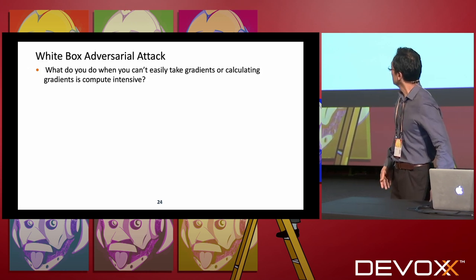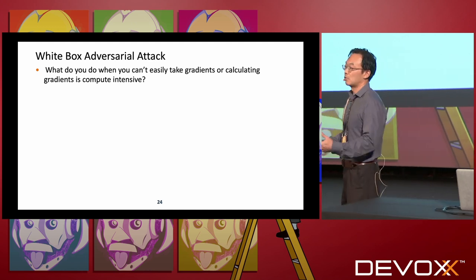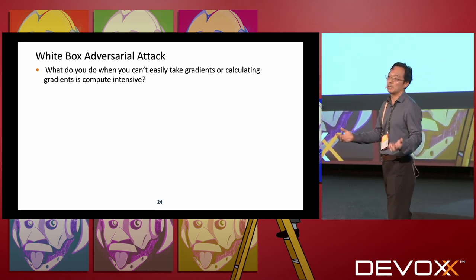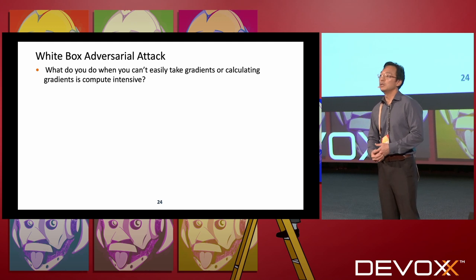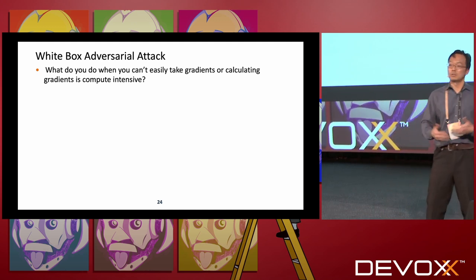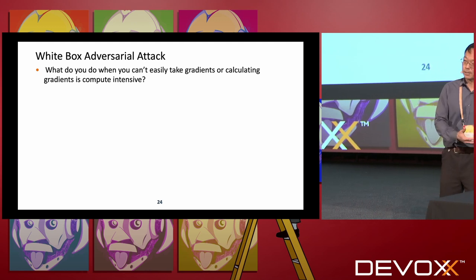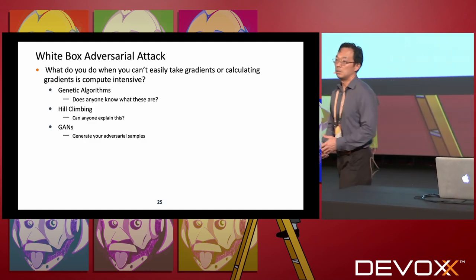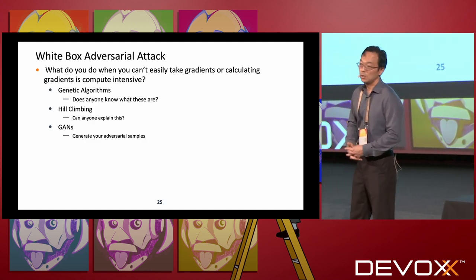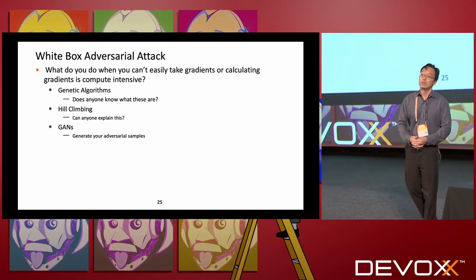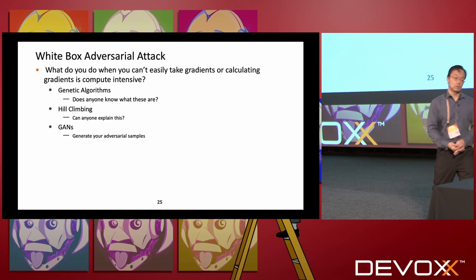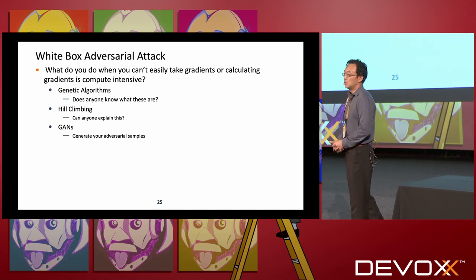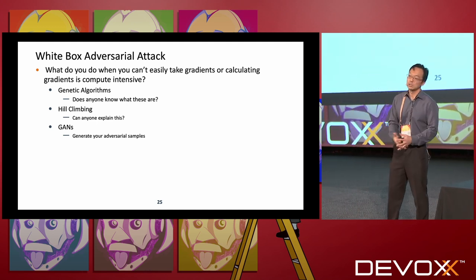All right. So what do you do when you can't take gradients easily? Does anyone know? If you can't calculate a partial derivative of the error with respect to the input, does anyone know what other techniques you can use? We kind of alluded to them in the beginning quickly, but basically we have genetic algorithms, we have hill climbing, and we have generative adversarial networks. Does anyone know what genetic algorithms are? Can anyone explain to me how a genetic algorithm works in general?